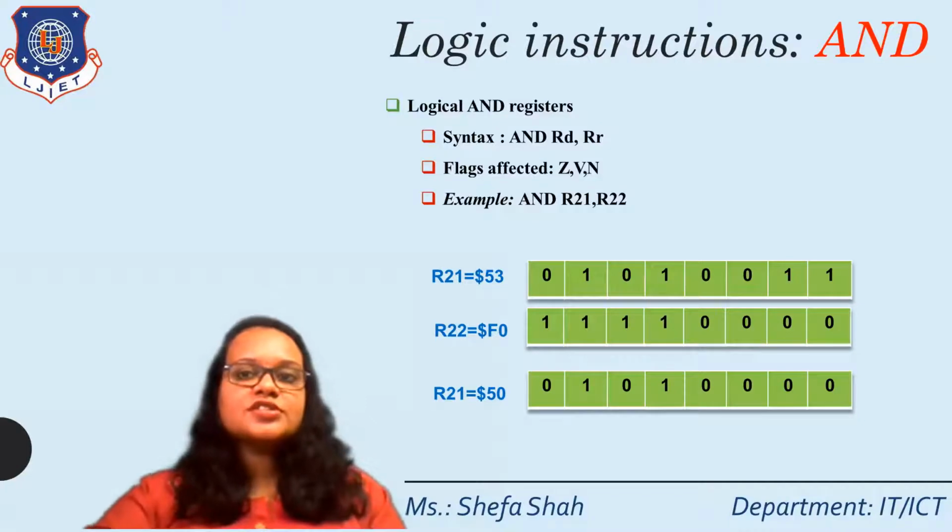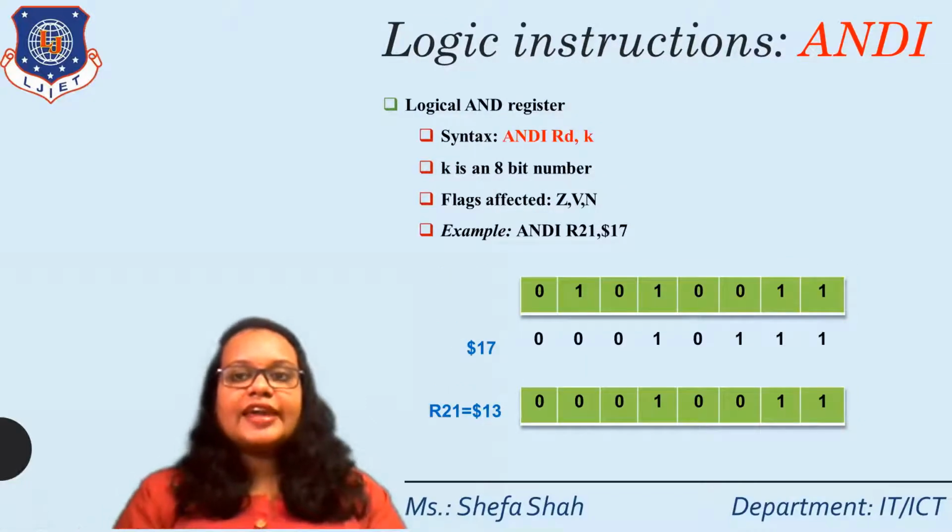So this is the first instruction, which is AND. Then the second instruction, which is ANDI. So what will it do? It is the same as the AND instruction, but in place of two registers, it will only provide one register and one immediate data will be provided.